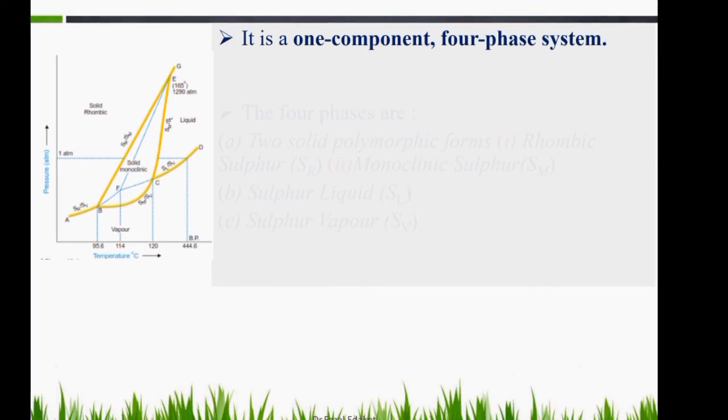Carbon can have around 46 allotropes. Graphite, coke, charcoal, diamond, fullerene, all are allotropic forms of carbon. Luckily, sulfur has only two allotropes. That's why it has a four-phase system.